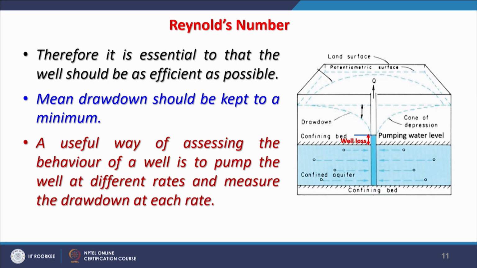and a useful way of assessing the behavior of a well is to pump the well at different rates and measure the drawdown at each rate, and that is called a pumping test. So, there are methods by which we can test a well, that is, how much water I can withdraw, and that can be done very easily by pumping the water at different rates and measuring the drawdown at each rate. So, we would know what is the speed of drawdown, if you wish to say.